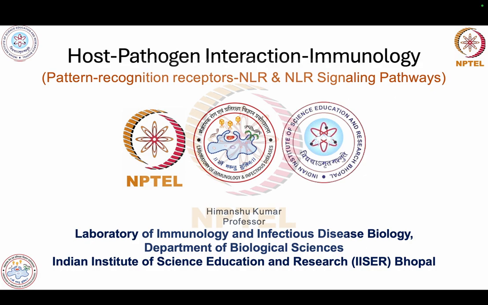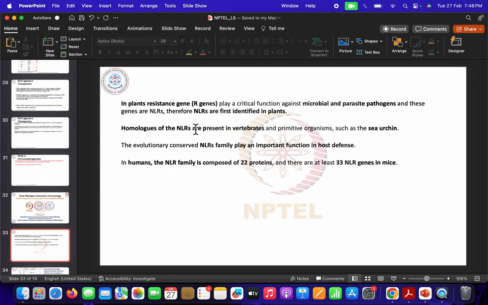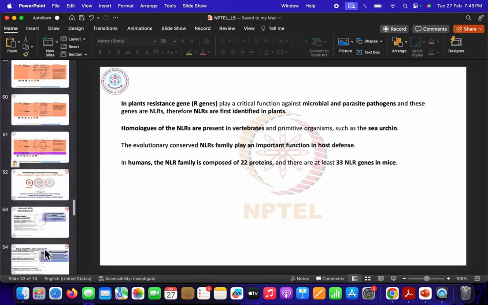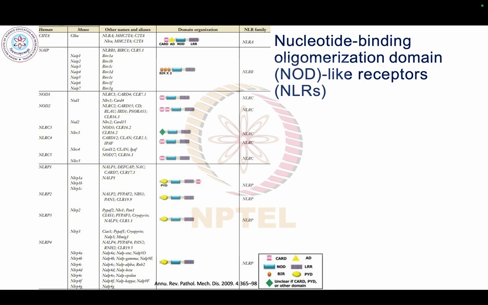So, pattern recognition receptors: NLR and NLR signaling pathways. In plants, resistance genes play a critical function against microbial and parasite pathogens, and these genes are NLRs. Therefore, NLRs were first identified in plants. Homologs of the NLRs are present in vertebrates and primitive organisms such as sea urchin. The evolutionarily conserved NLR family plays an important function in host defense. In humans, the NLR family is composed of 22 proteins and there are at least 33 NLR genes in mice. NLR stands for nucleotide binding oligomerization domain like receptors.